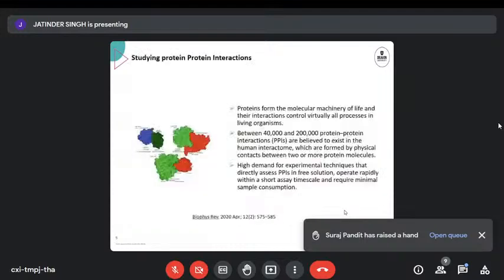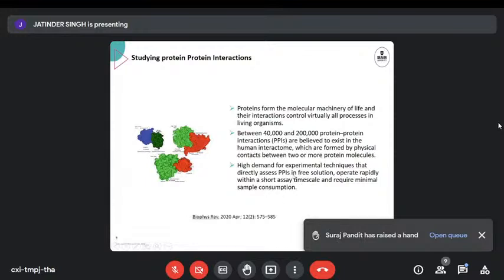So proteins themselves are not just sitting there by themselves. They contain a lot of information and organize a lot of bioprocessing. Mostly they do that through protein-protein interactions. So they non-covalently or covalently interact, cause conformational changes, and that gets the biochemistry to take place. Because there are so many protein-protein interactions, there is a demand for experimental techniques where we can actually study protein-protein interactions in solutions that mimic the biological environment, sometimes with a very short assay scale.